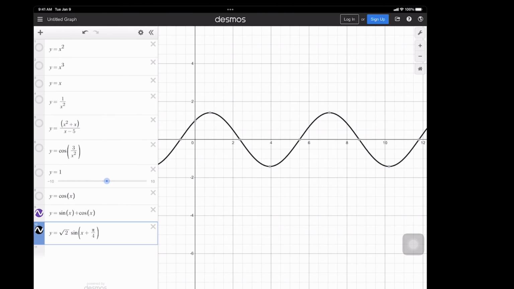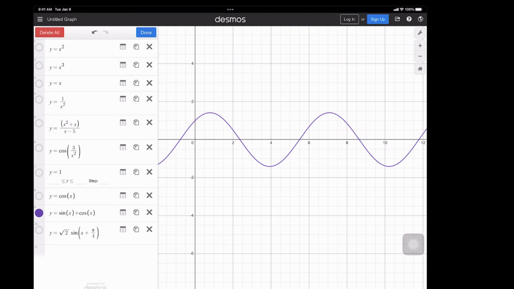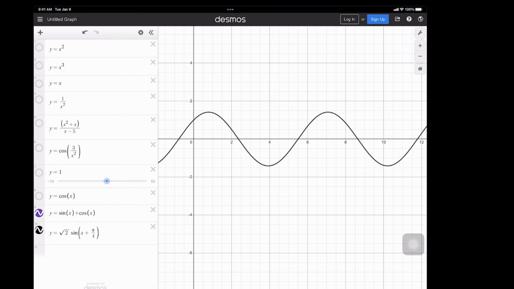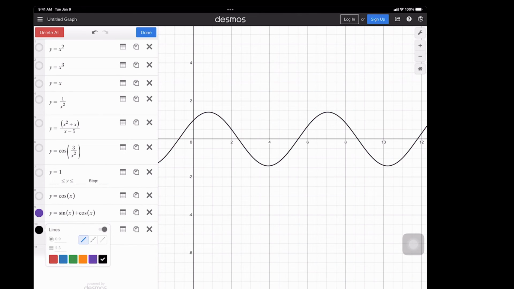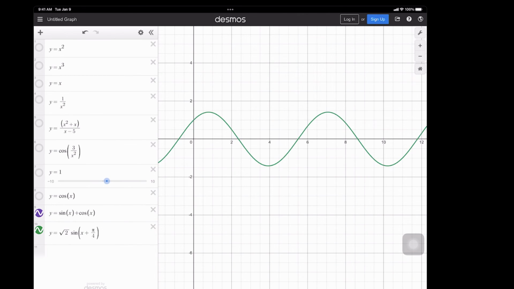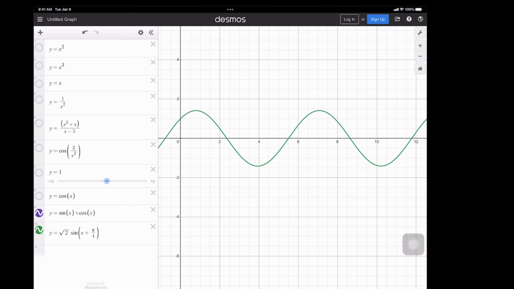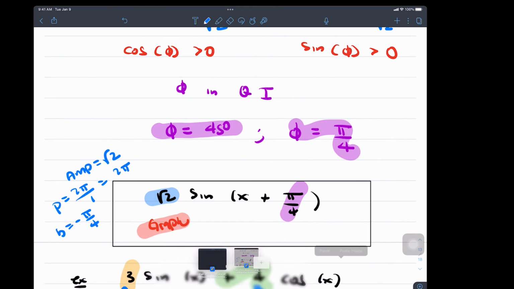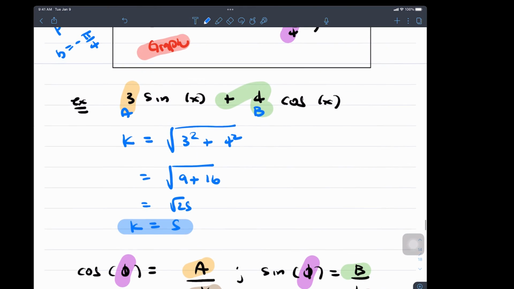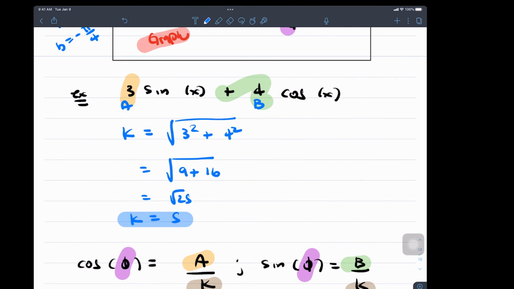Let me change the color. Maybe green. Are they on top of each other? Yeah. What does that mean? They're the same, aren't they? Anyway, if they ask you to graph, you say, oh okay, I know how to graph.